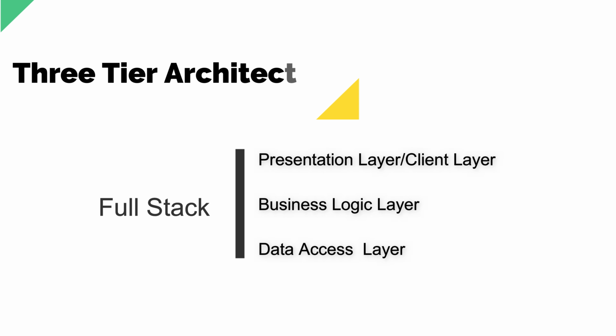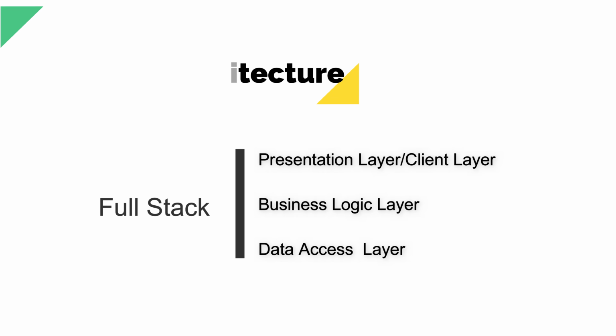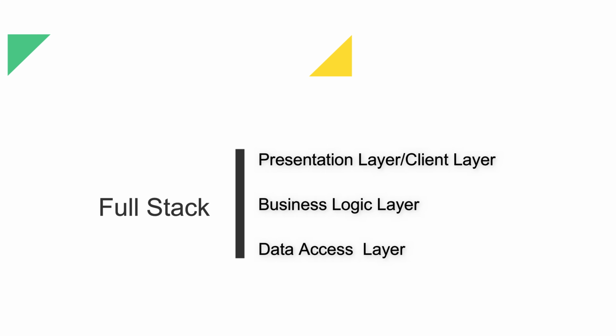Three-tier architecture: presentation layer or client layer, business logic layer, and data access layer. This is used for full stack. Presentation layer: what users see on the device screen. Business logic layer: this layer works on the server. Data access layer: basically this is the database.